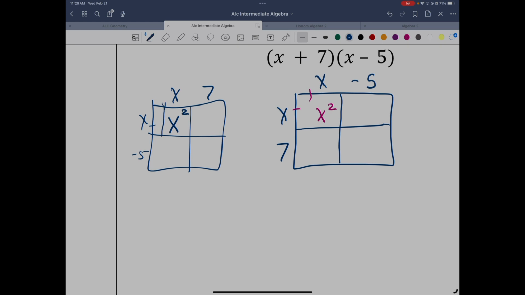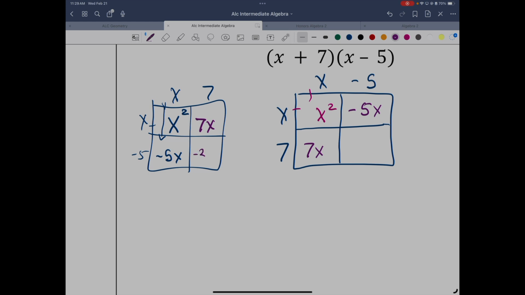If I drop the x down and take x times negative 5, that's negative 5x. Okay, well with this one I would have 7x. So it's a little different. But if I go over to the column now, 7 times x is 7x. So I've repeated it, and I've got negative 5x over there. So I still have the same things. My diagonals have just switched spots. And that's okay. Still got the same answer.